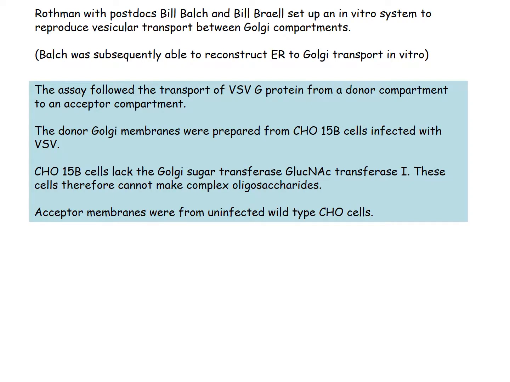This, and we'll go further here. So Rothman had his postdocs, and they purified from the CHO 15B and the CHO. And again, the CHO 15 lacked the Golgi NAG transferase. They cannot make complex sugar trees.